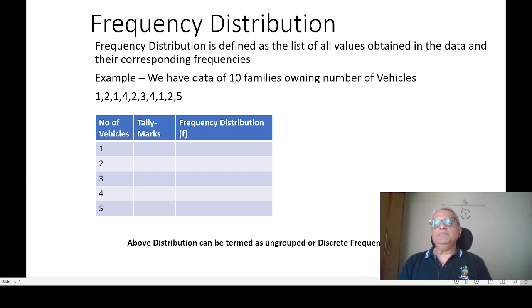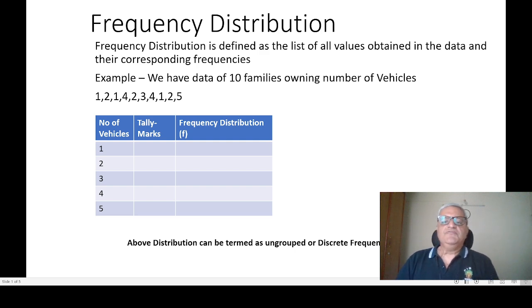In this video we are going to study what frequency distribution is. This concept is very important and we will be frequently using it as we move forward, calculating mean, median, mode, standard deviation and other measures in statistics. So let's see what frequency distribution is.